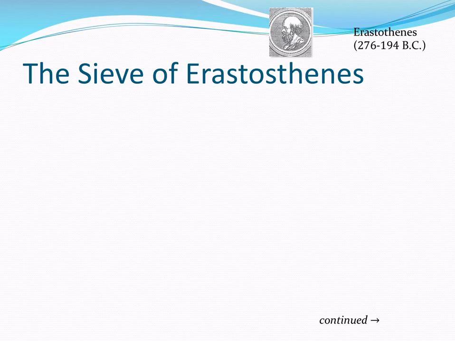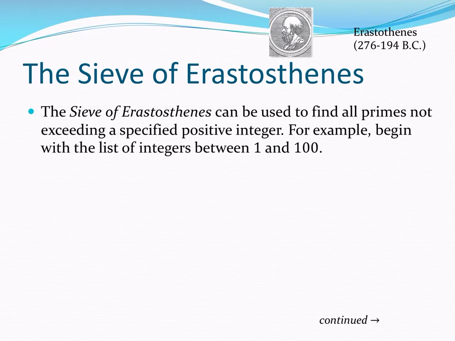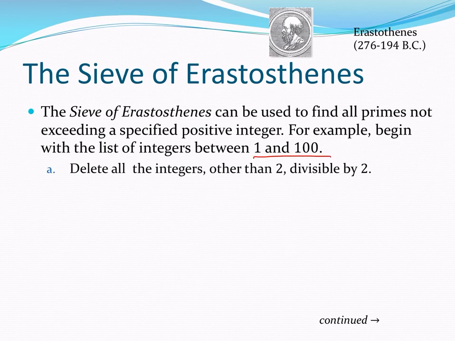This is the famous sieve of Eratosthenes, where we can use trial division to determine all the prime numbers less than a certain value. We're going to look for all the primes between 1 and 100. So what we do is we start dividing or looking for those that are divisible by the lowest primes. The first prime is 2, so we delete all of the integers other than 2 that are divisible by 2.